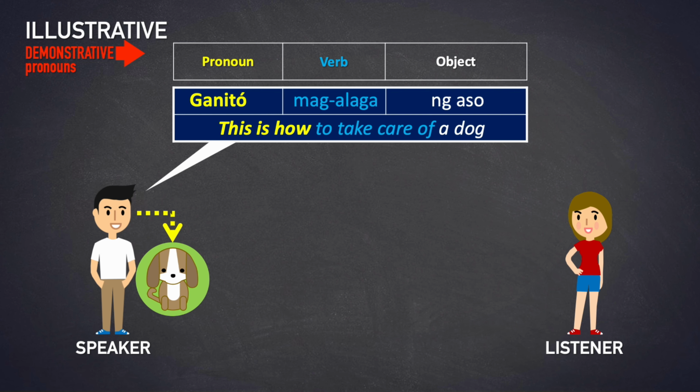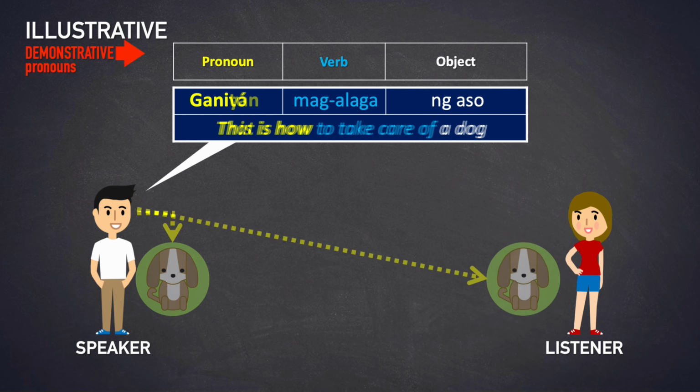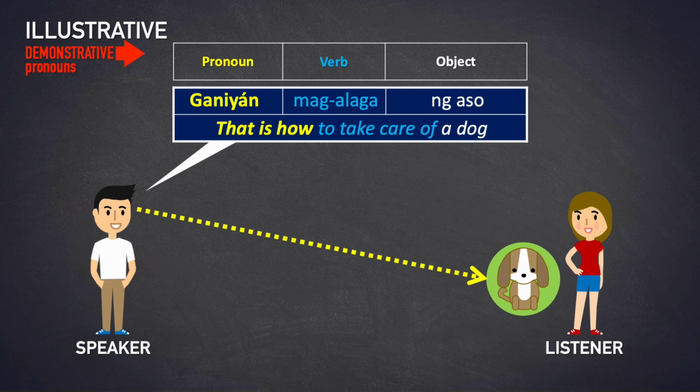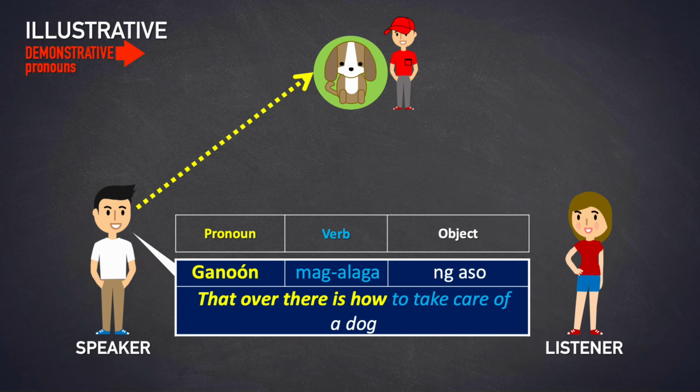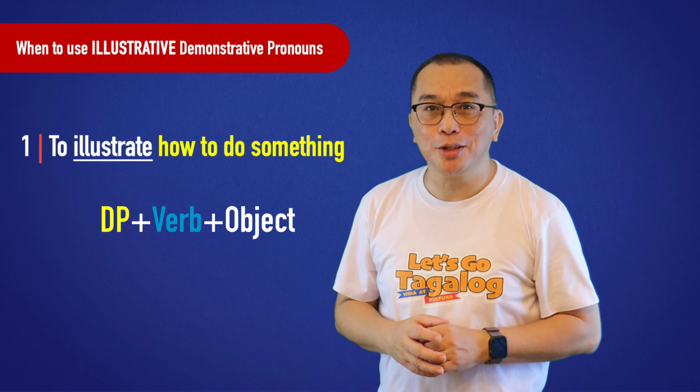Ganito mag-alaga ng aso. This is how to take care of a dog. Ganiyan mag-alaga ng aso. That is how to take care of a dog. Ganoon mag-alaga ng aso. That over there is how to take care of a dog. Ayos ba? So far, so good.